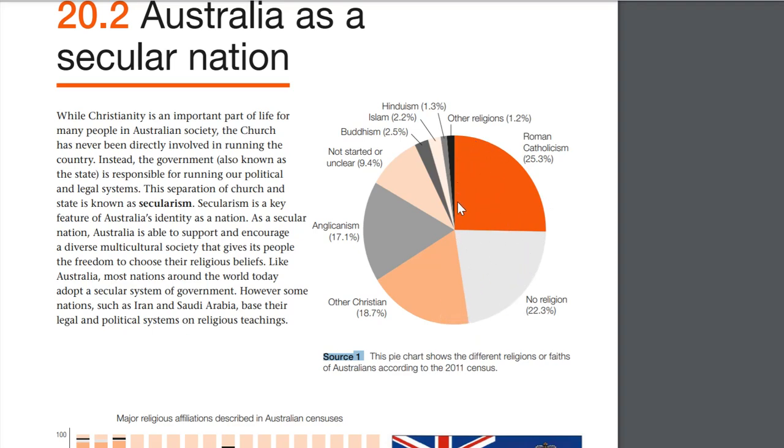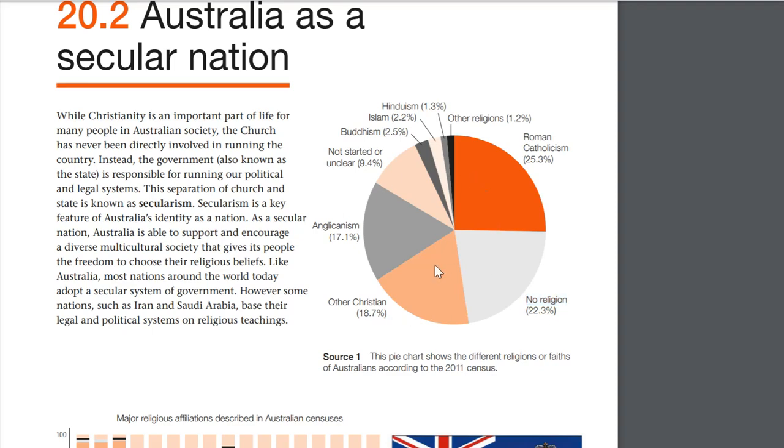So for example, this orange section here represents Roman Catholicism. And the percentage down here means 25.3% of people follow this religion according to the 2011 census. So in 2011, when they did this census, 25.3% of the Australian population were Roman Catholics. Then this section here, the light grey, shows us that 22.3% of Australians said that they followed no religion.